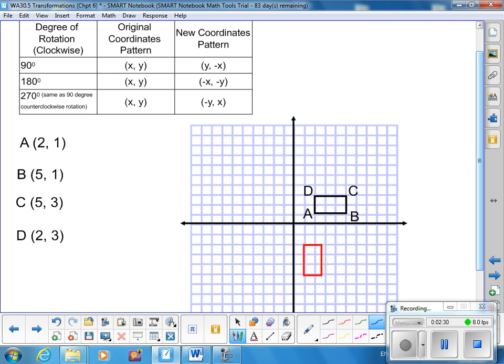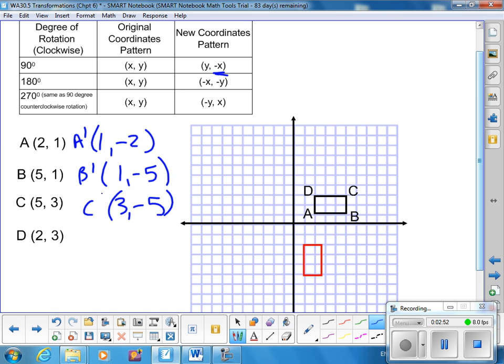Your A would go from 2 and 1 to 1 and negative 2. B would go from 5 and 1 to 1 and negative 5. Remember, you're going to just make the X negative and put it in the back. This one will be 3 and negative 5. And D will be 3 and negative 2.